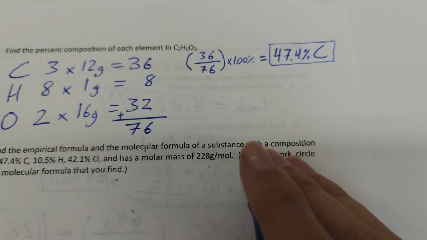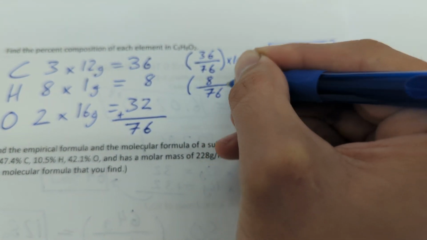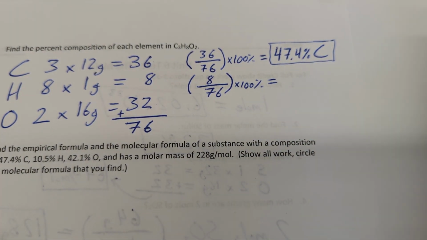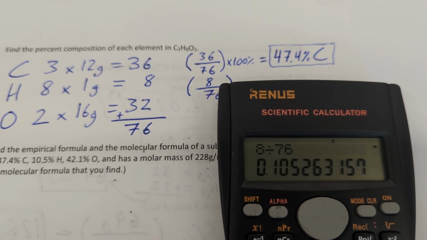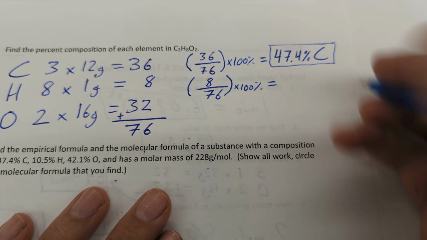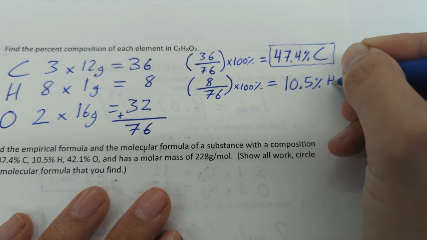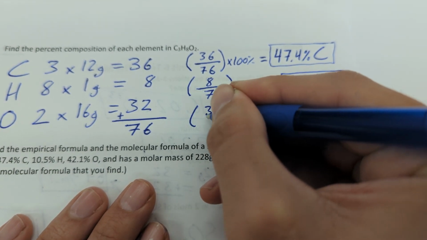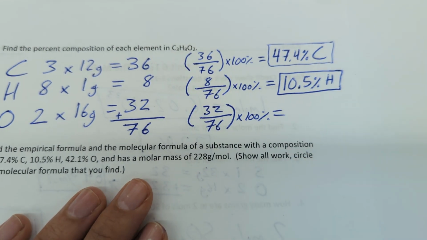So we just got to do that with the other two elements now. For hydrogen, it's going to be a little bit smaller because it's only 8 divided by 76 times 100%. 8 divided by 76 times 100 would be about 10.5. 10.5% hydrogen. And we got one more to do. The oxygen would be 32 over 76 times 100%.